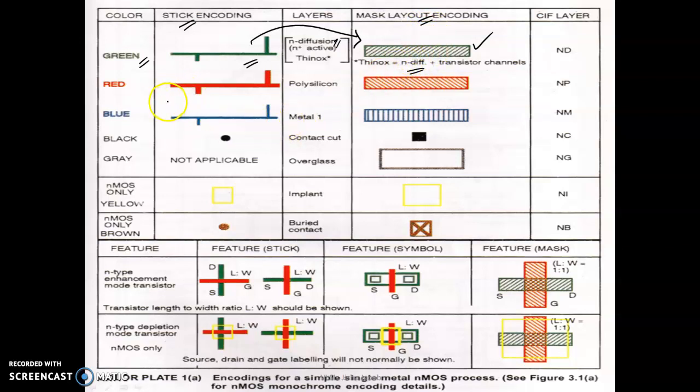Okay, red stands for polysilicon in the stick diagram. In layout also it is red, but it has a finite thickness and it is shaded in the opposite direction as compared to diffusion. Please note that it is shaded in the opposite direction. Blue shows metal 1, and in layout also it is blue, but it has vertical shading and the thickness is finite. The black dot in the stick diagram shows a contact, and in layout it comes as a square box. Okay, a square box filled with black.